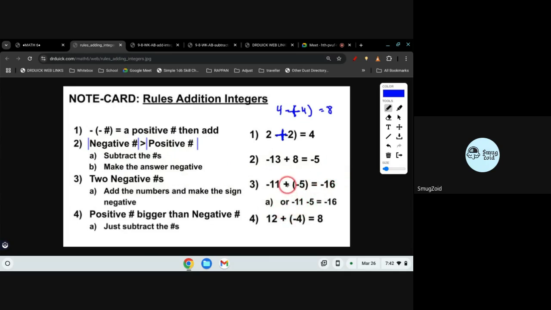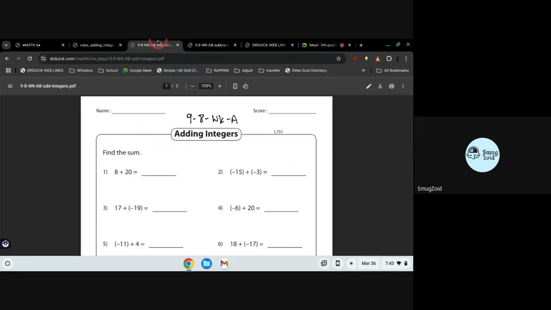Or keep in mind, you could actually combine these two things. It's a plus a minus 5, or you could say minus 11 minus 5. You get the same answer. Okay? That's why you see this or here, right? So last one is, if the positive number is bigger and you're adding them, very simply, you're just subtracting. 12 minus 4 equals 8. Okay? So you should have made this note card. It's going to help you doing these kind of worksheets. All right? And hopefully, like I said, it won't be too bad. Take your time and refer back to this, right?